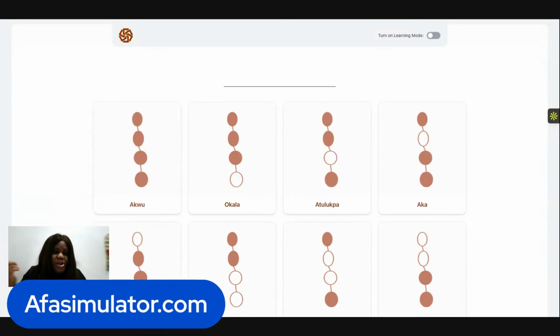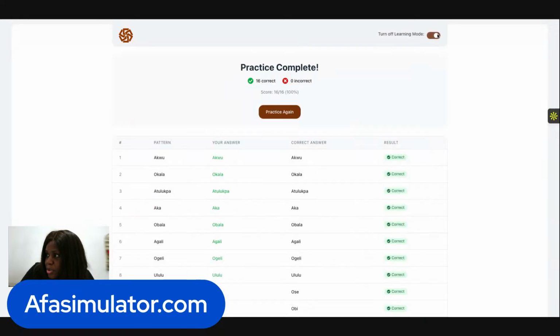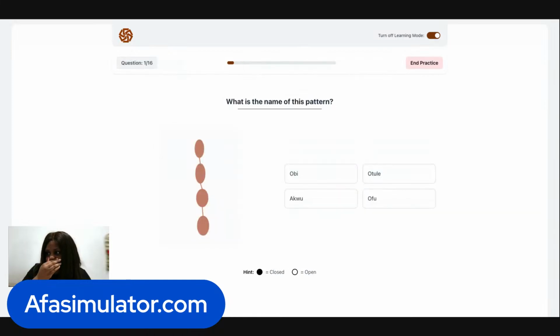Basically, this is the website I'm on right now. It's called afasimulator.com, and it was created by OMS. So if you want to check it out, go to this website and play around with it. If you want to do the quiz that I was doing to learn all the Afa patterns, go to this button right here where it says turn on learning mode. I've already practiced one, so I could just put practice again and take the test again, so you can see me take it.